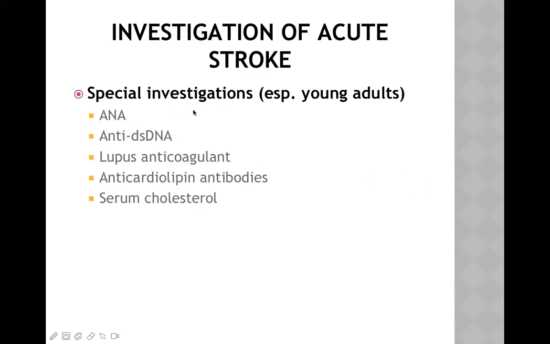SLE, or systemic lupus erythematosus, is diagnosed by these, and among them ANA is a very sensitive test for SLE diagnosis, whereas anti-double-stranded DNA is a very specific test. One is sensitive, another is specific. Try to remember this. Another pair is lupus anticoagulant and anticardiolipin antibody. Both of these are done for the diagnosis of antiphospholipid syndrome. Let me write that here.